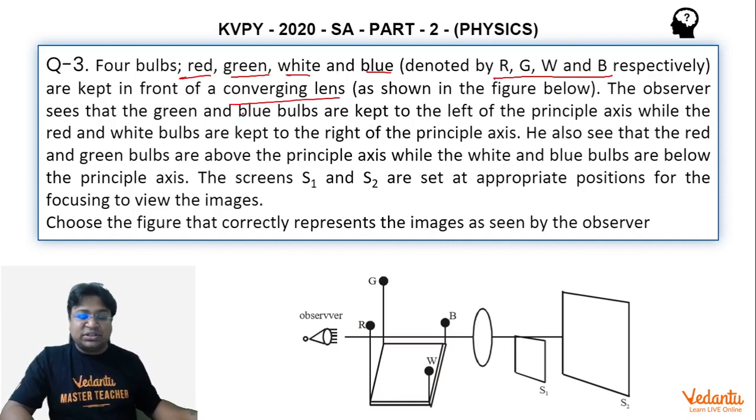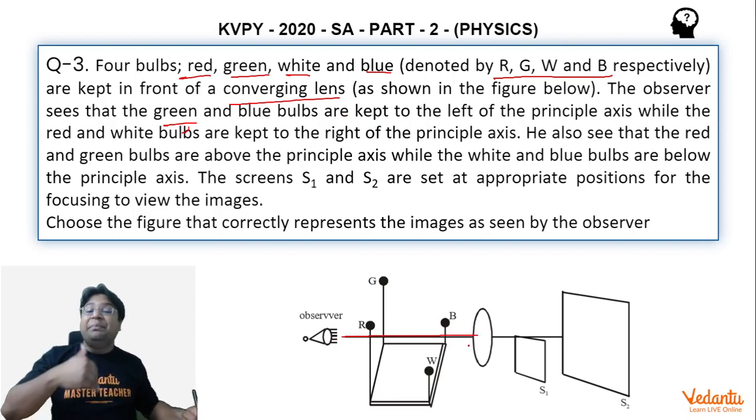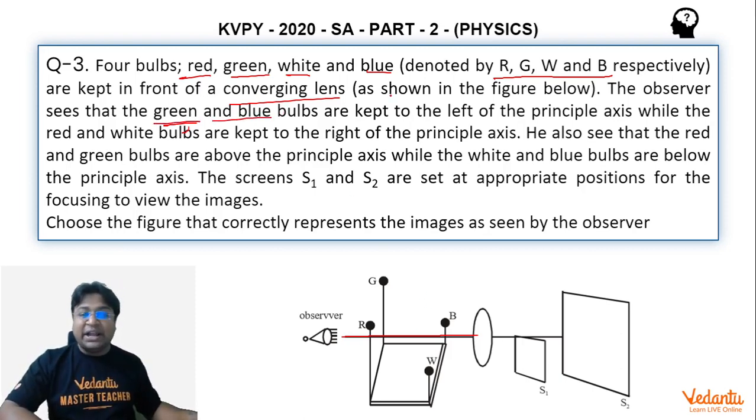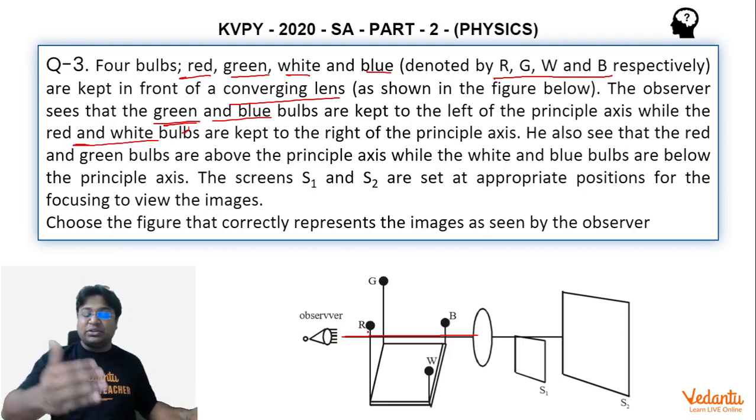The observer sees the green and the blue bulb. So the observer is here. For this observer, the green and the blue bulbs are to the left. So if this is the principal axis, then they are behind the principal axis when seen from the position of the viewer. From where we are looking at this figure, green and blue are behind the principal axis, while the red and white are to the right of the principal axis. So they are in front.